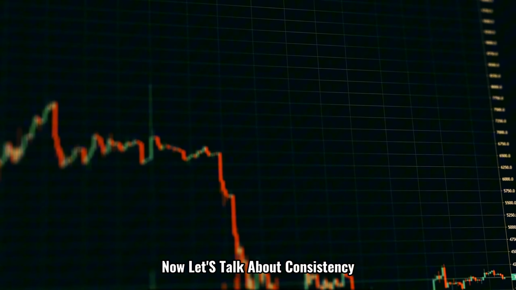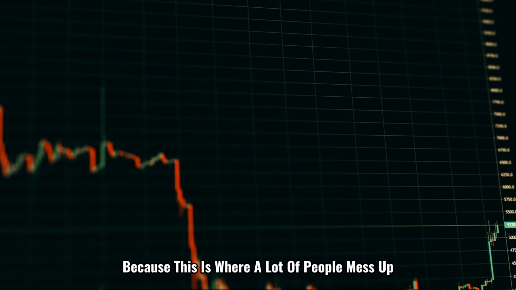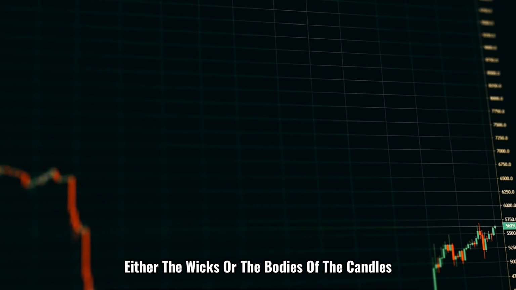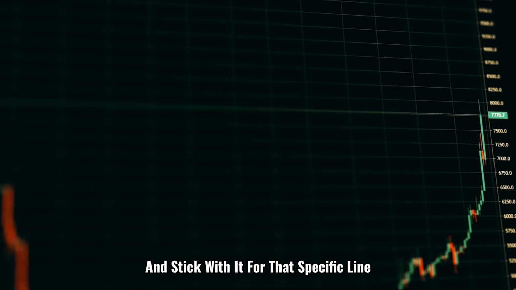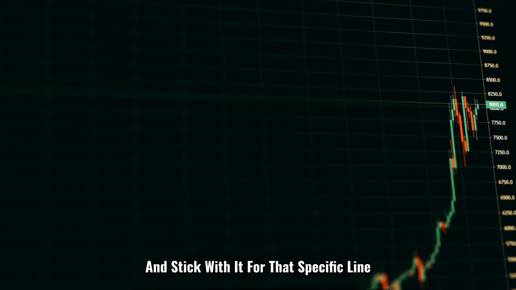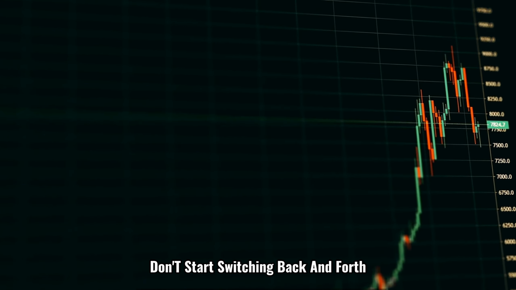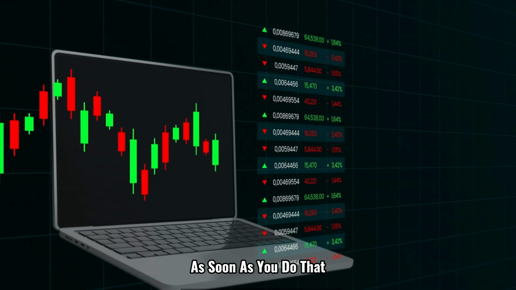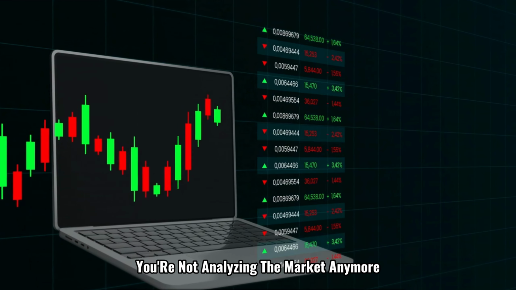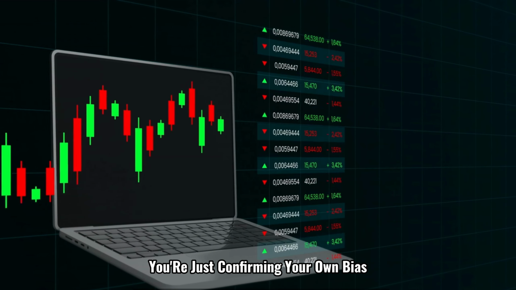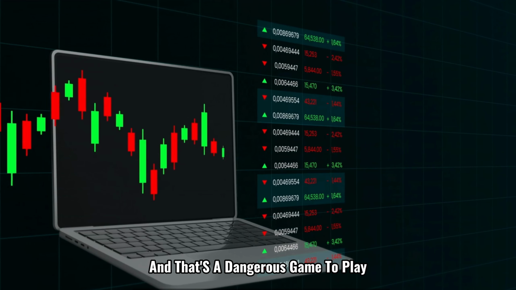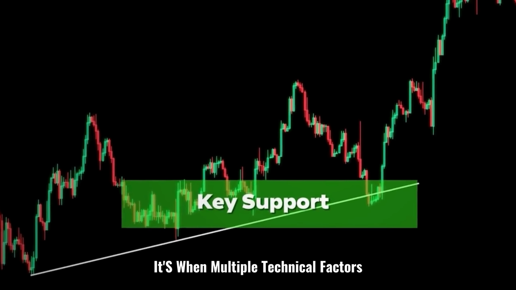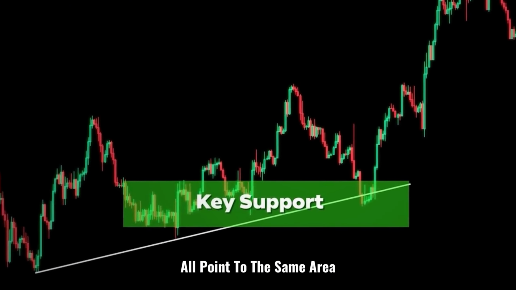Now, let's talk about consistency, because this is where a lot of people mess up. The big rule is this: pick a method, either the wicks or the bodies of the candles, and stick with it for that specific line. Don't start switching back and forth just to make the line fit the trade you want to take. As soon as you do that, you're not analyzing the market anymore. You're just confirming your own bias. And that's a dangerous game to play. So what is this confluence thing I mentioned? It's when multiple technical factors all point to the same area.